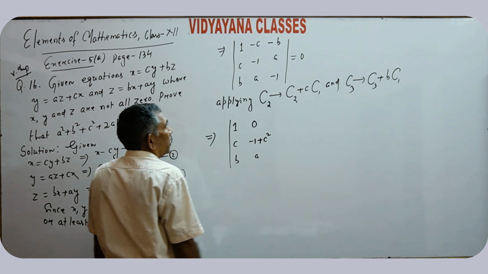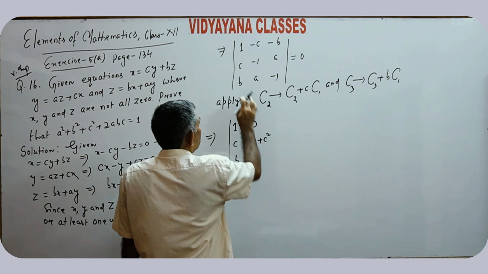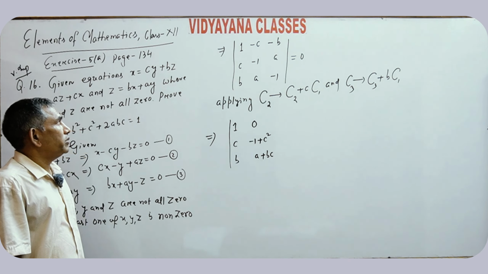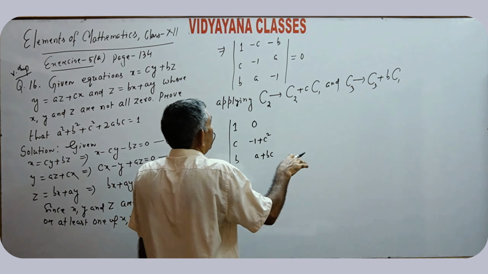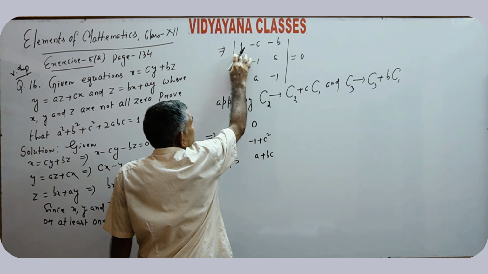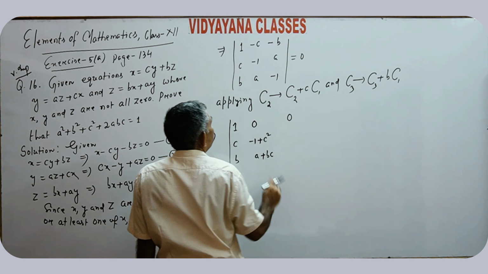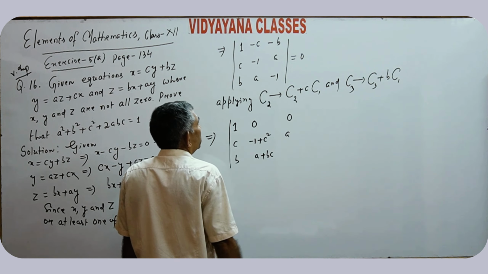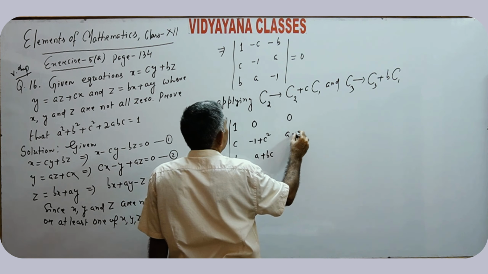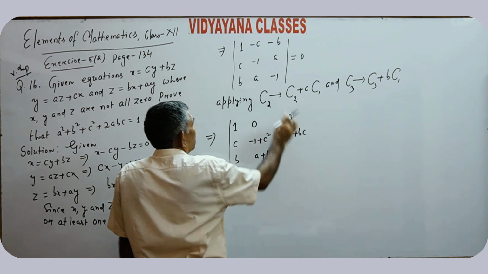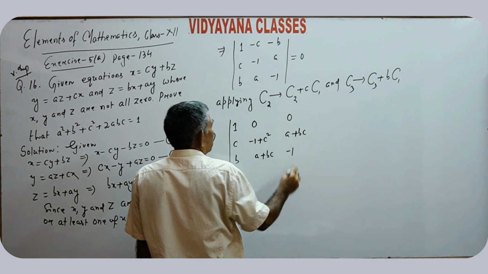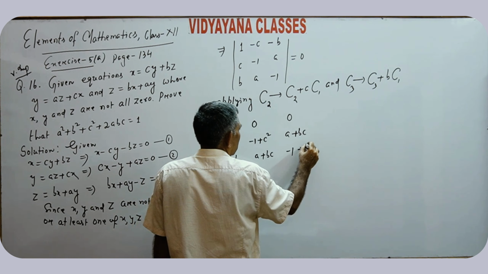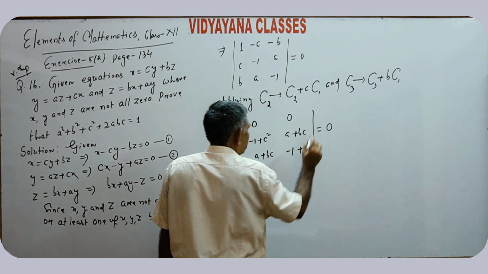A and C times of column 1, that is BC. A plus BC. Column 3 is replaced by column 3 plus B times of column 1, so it is 0. A plus B times of column 1, that is BC. Next, minus 1 column 3 plus B times of column 1, that is B square, is equal to 0.